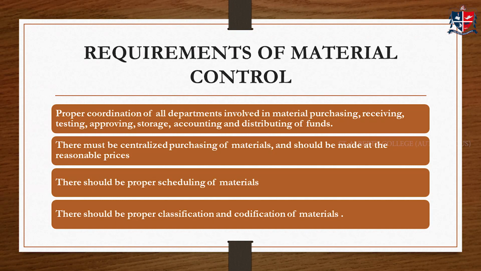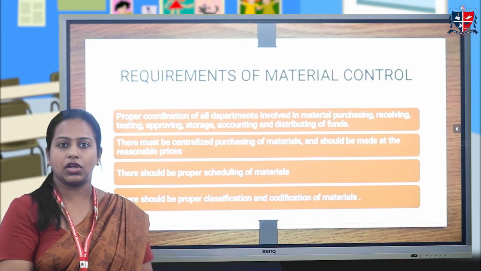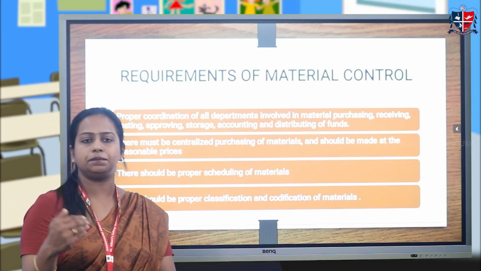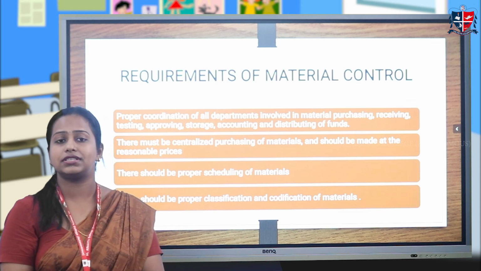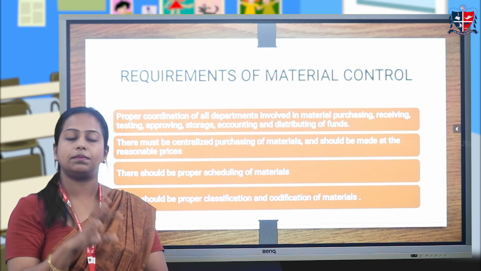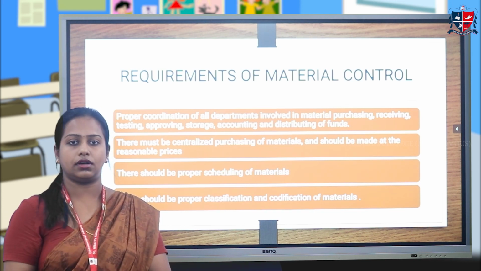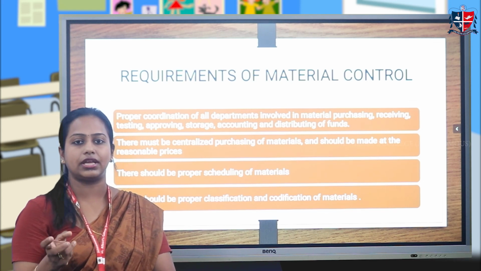Then a centralized purchase procedure must be followed, because it will help to purchase the materials at a reasonable price. A proper scheduling of materials also has to be there. Proper scheduling means that before the materials run short, they must be planned well in advance, so that when the order is placed for the materials, there is allowance for the time lag before they reach the production unit.